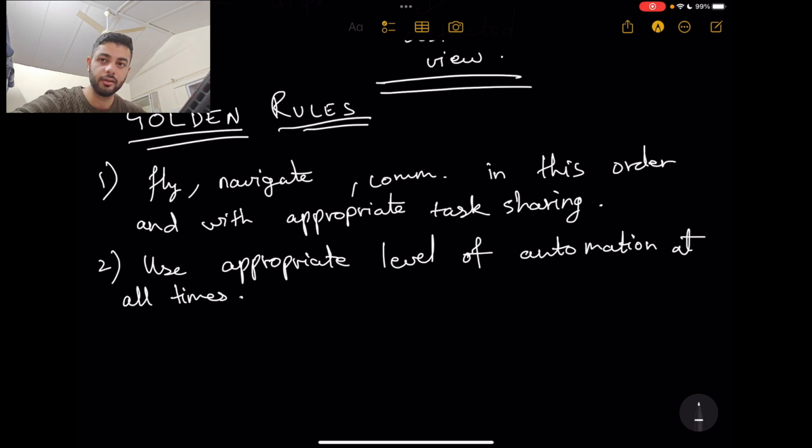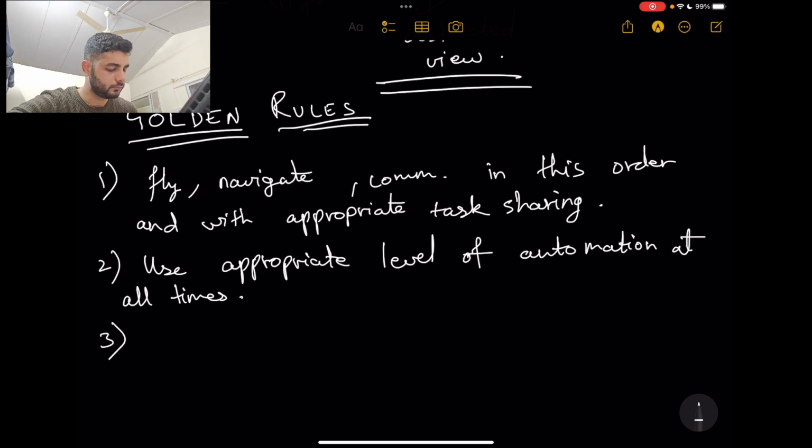It's designed very well. So let it do its job. You monitor it, you make sure that it's within limits, but you make sure that it doesn't go out of this thing. Okay, so use appropriate levels of automation at all times.